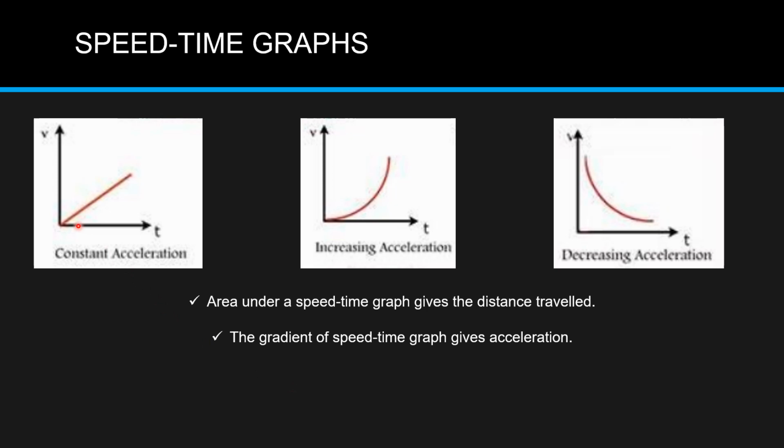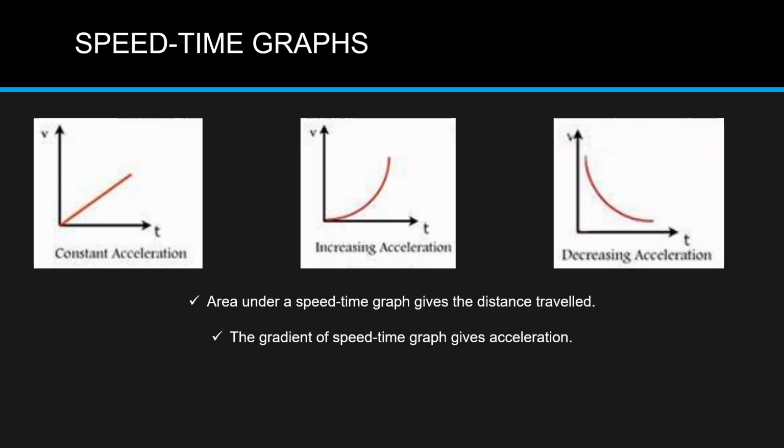So for example, if you have to find the area under here, we can use the area of a triangle formula, half b h. We can take the values from the x-axis and the y-axis, use the formula, and get the area under the graph, which gives the total distance traveled in that much time. And the gradient of the speed-time graph will give us the acceleration.